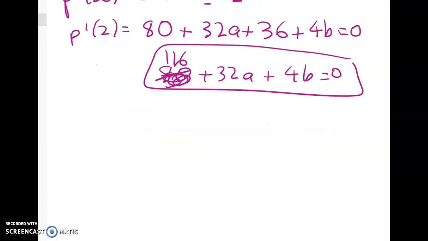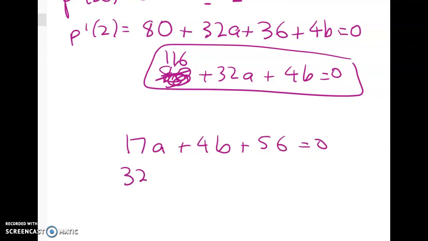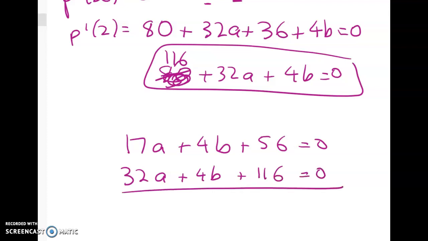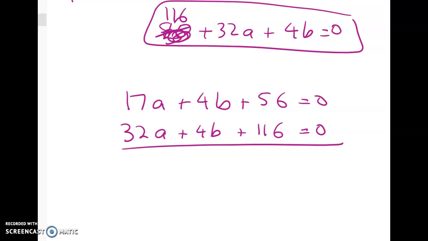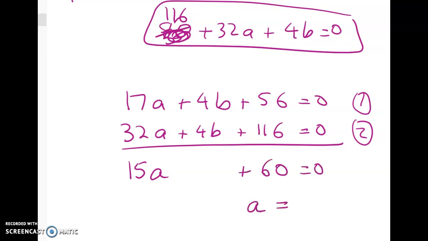Okay, let's line them up and see what we get. Well, we've got 17a plus 4b plus 56 equals 0. 32a plus 4b plus 116 equals 0. So very easy to do elimination on this. We'll do equation 2 minus equation 1, and we get 15a plus 60 equals 0. So a is equal to negative 4.